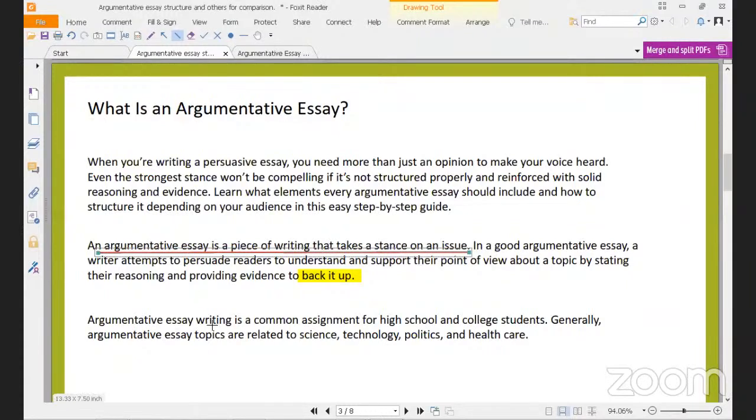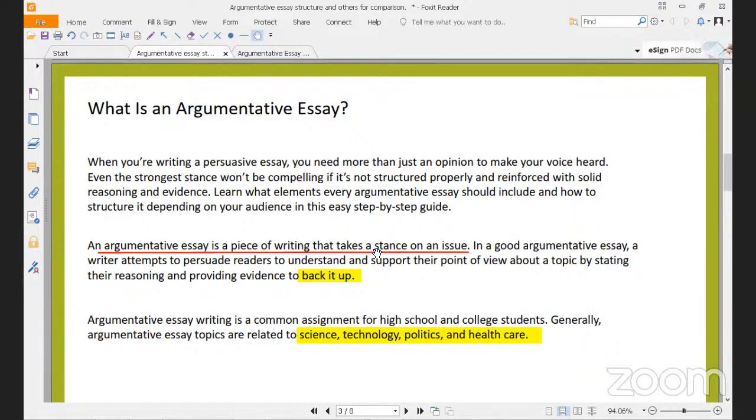An argumentative essay writing is a common assignment for high school and college students. We talk about that. Generally, argumentative essay topics are related to science, technology, politics, and healthcare. Pretty much about anything. But these are the main topics where actually we're going to find the most information, okay? Especially politics, I bet. Anyways, any questions about argumentative essays?